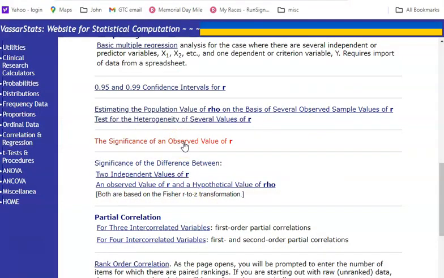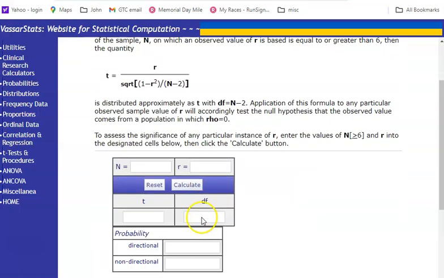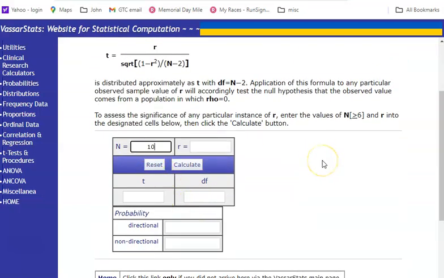Significance of an observed value of R. R is correlation coefficient. N is number. We had 10 in both. And our R is 0.835. And we'll calculate.